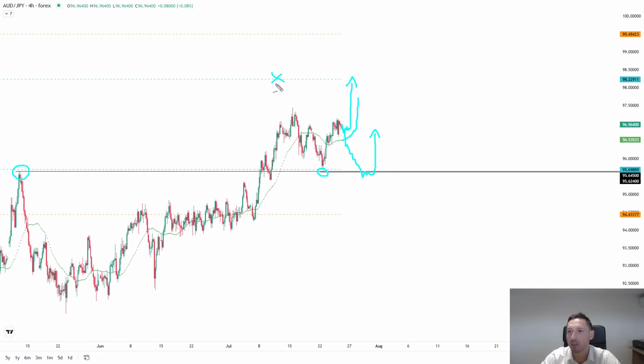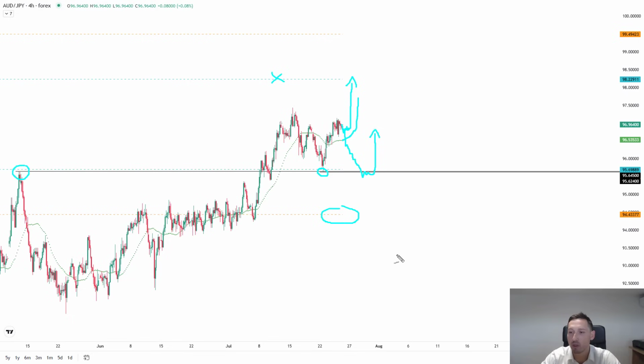The profit taking target is the 98.22. And the other level to keep an eye on is the 94.43. I don't expect this to get taken out. If it does get taken out, this is likely a major trend change. To do that, you need some kind of a catalyst usually. So it's unlikely to happen.